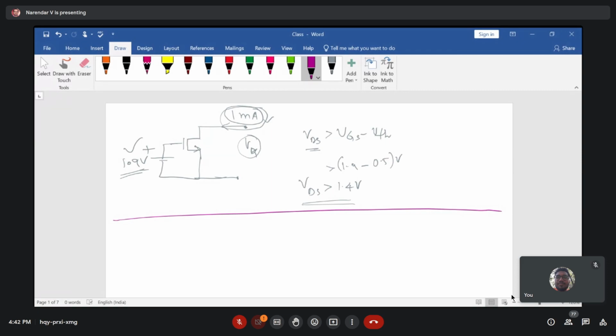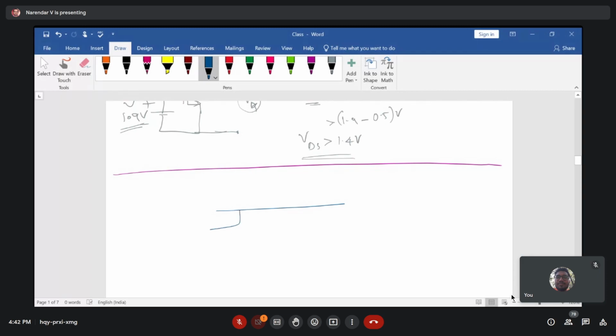If I draw a cross-sectional diagram of a MOS transistor, it is going to be something like this. Here we have the n plus region of the source and the n plus region of the drain, on top of which you have the oxide layer, the gate oxide, and the gate on top of it again.